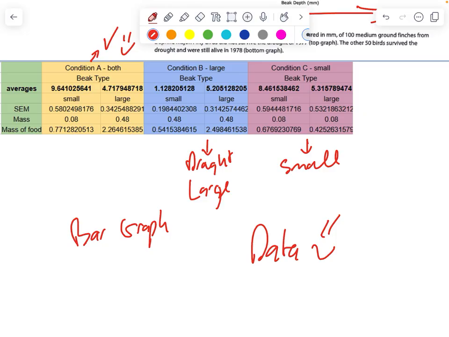Why would we use standard error of the mean? It shows how precise the mean is. So a smaller SEM means more confidence in the mean average, the more confidence we have in our data.